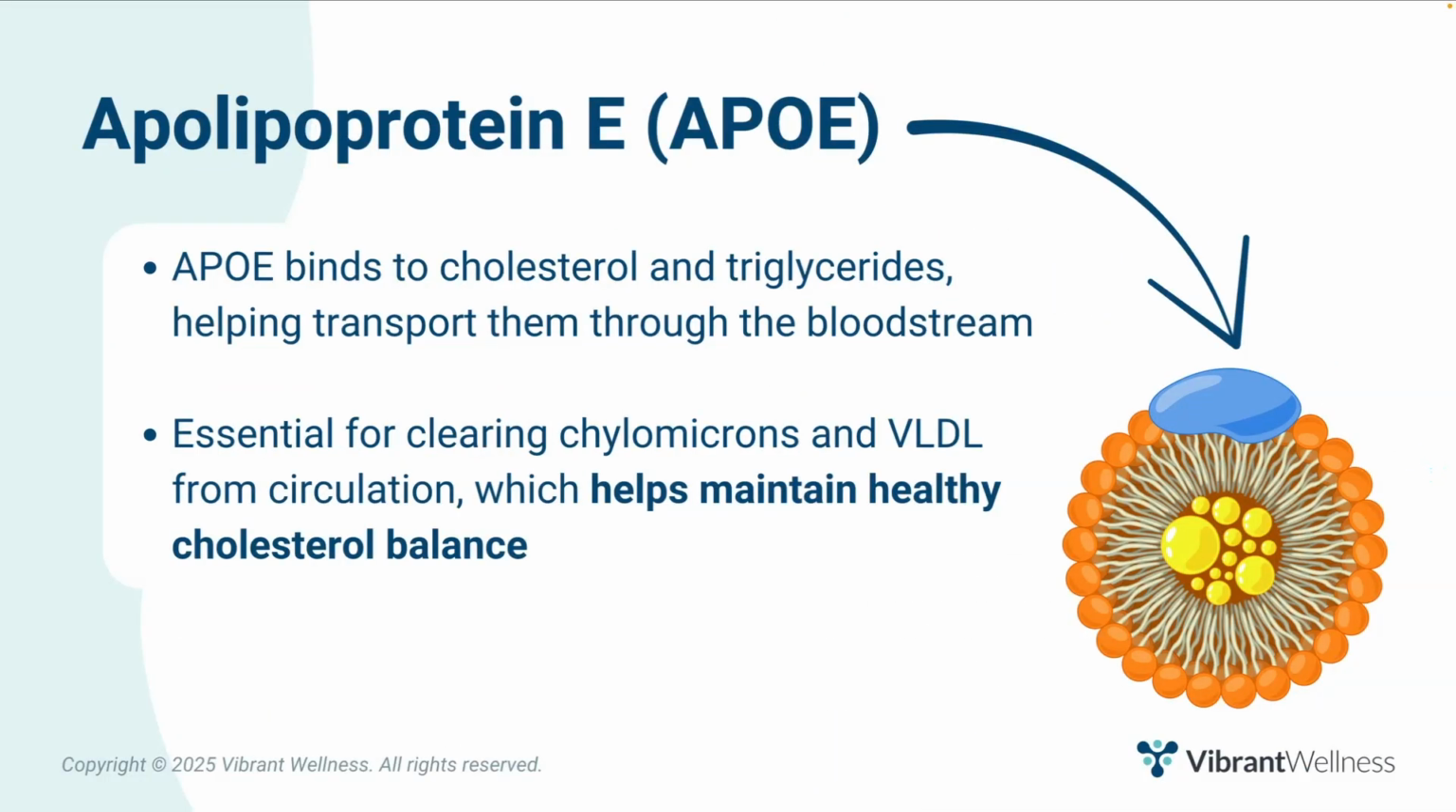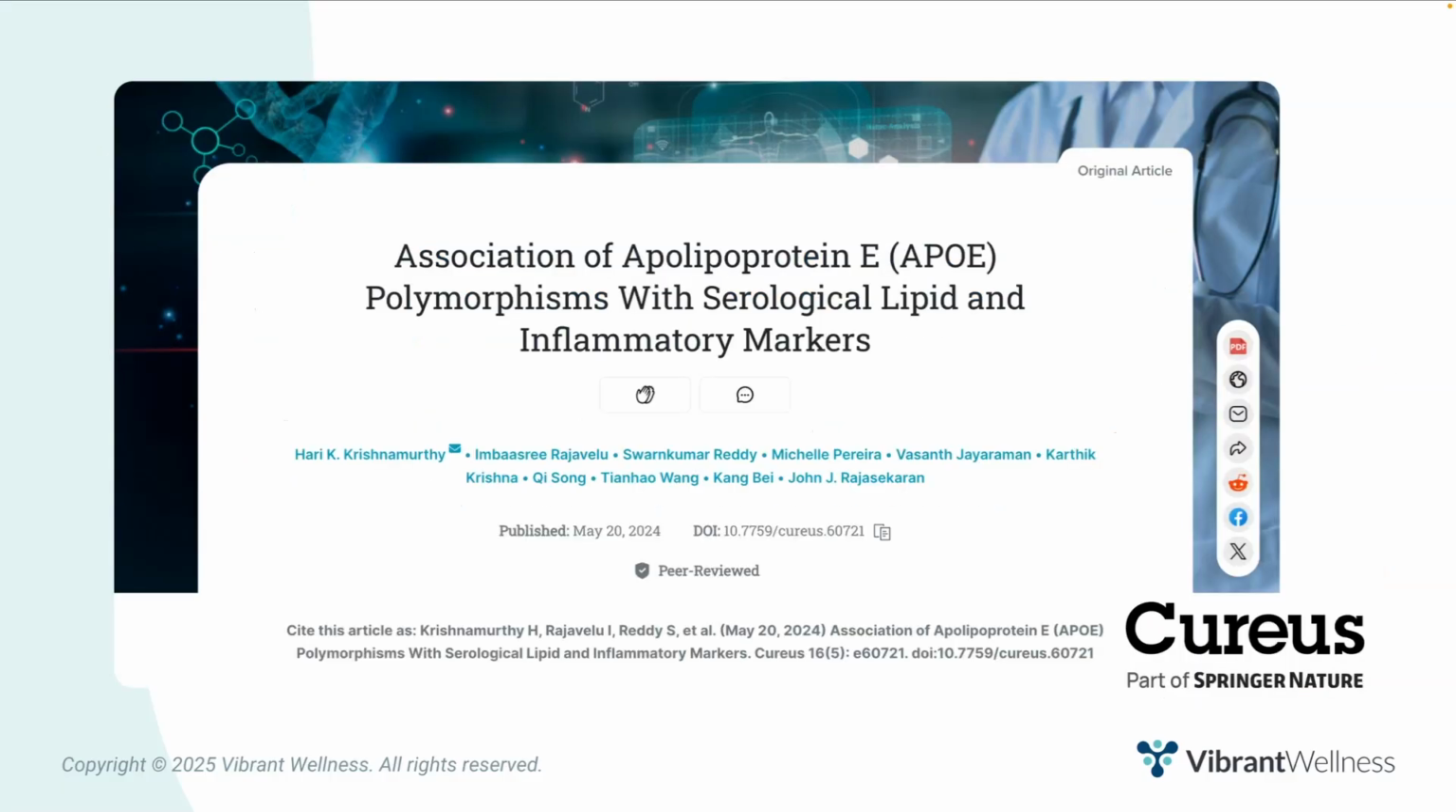Did you know that a single genetic variant can change how your body processes cholesterol and even influence your risk for heart disease or Alzheimer's disease? One of the most studied genes in this area is apolipoprotein E, or APOE for short. Variations in this gene don't just affect cholesterol, they also drive inflammation, one of the biggest contributors to chronic disease worldwide. That's why Vibrant scientists conducted a large study to better understand how APOE genotypes shape blood lipid and inflammatory profiles, and what this means for cardiovascular and brain health.